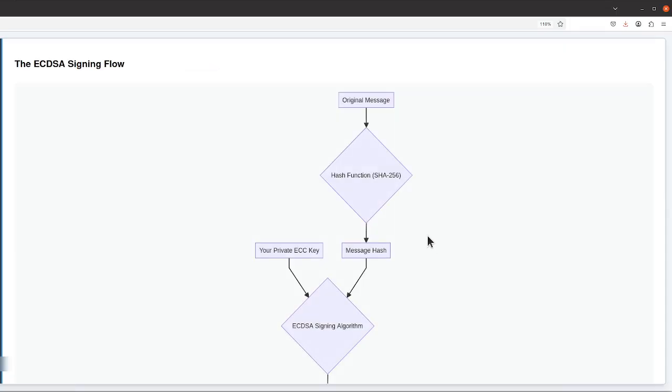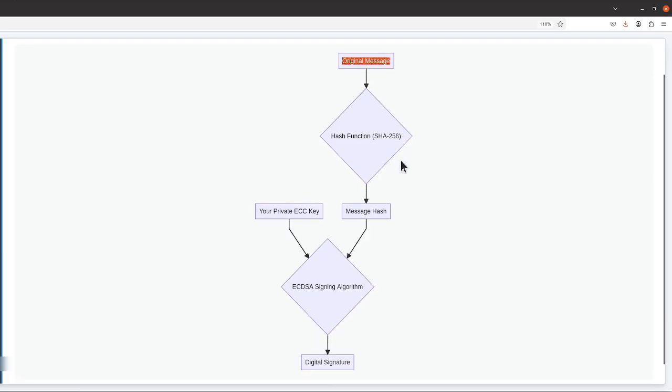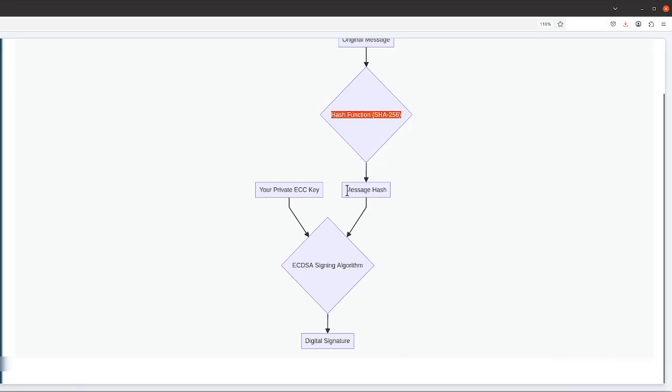The ECDSA signing flow. This diagram shows the flow. The original message, which could be very large, is first passed through a hash function like SHA-256. The output is a small, 32-byte hash. This hash is what gets fed into the ECDSA signing algorithm, along with your private key. The result is the digital signature. By signing the hash instead of the full message, we gain a massive performance advantage and create a signature that is a standard, predictable size, regardless of the size of the original message.